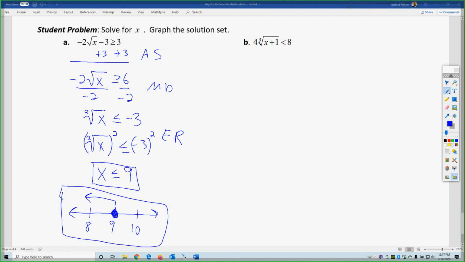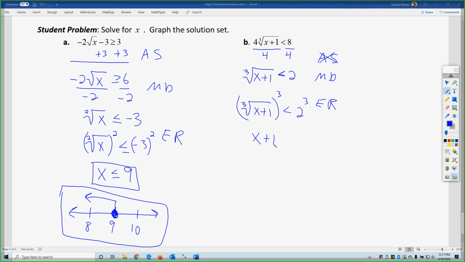Okay. Second problem, add subtract step. Well, there's not going to be one here because the only add subtract is inside the grouping symbol. So that doesn't go till last. Multiply divide. Divide by 4. The third root of x plus 1 less than 2. Exponent radical, third root of x plus 1 to the third power is less than 2 to the third power. So that's x plus 1, grouping symbol, is less than 8.